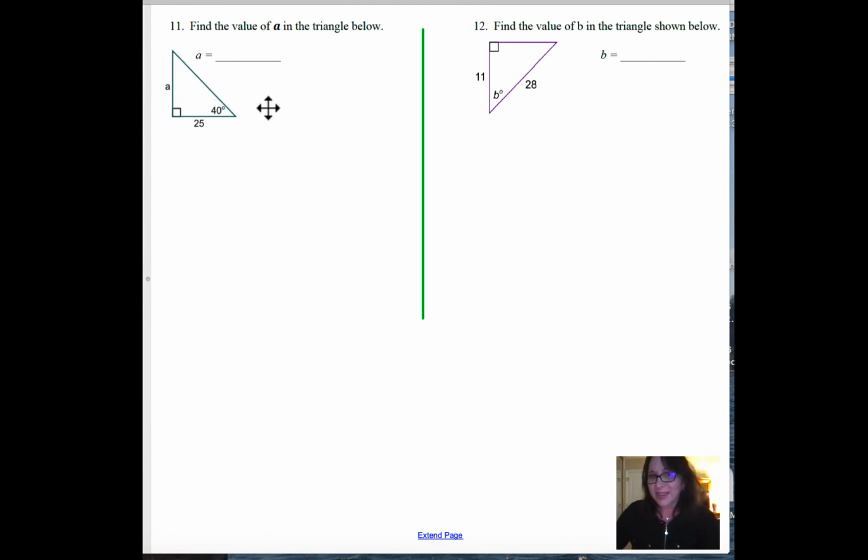Okay. All right, for these two problems here, we want to find the measure of little a for this problem. So that's a tangent. Put yourself at the angle, and you're trying to find opposite.